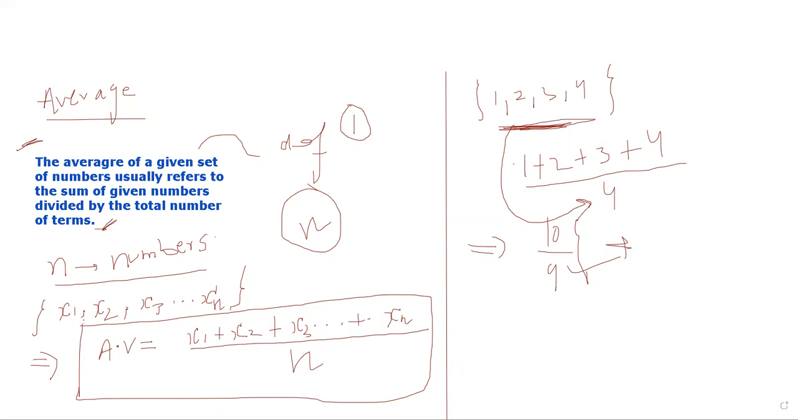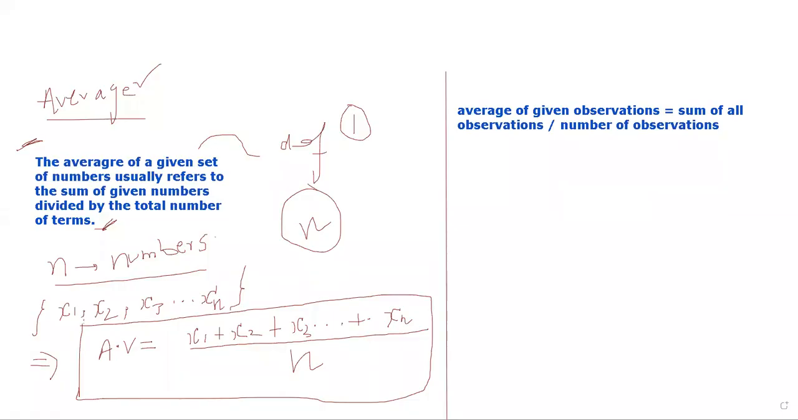Okay, my dear friends, now I just want to plot here another definition of this average. So if I want to plot that definition here, I will plot that definition here. You can see here the difference between this definition and that definition. So I just plot this definition here. You can see the average of given observations mathematically. You can see this is the mathematical definition.